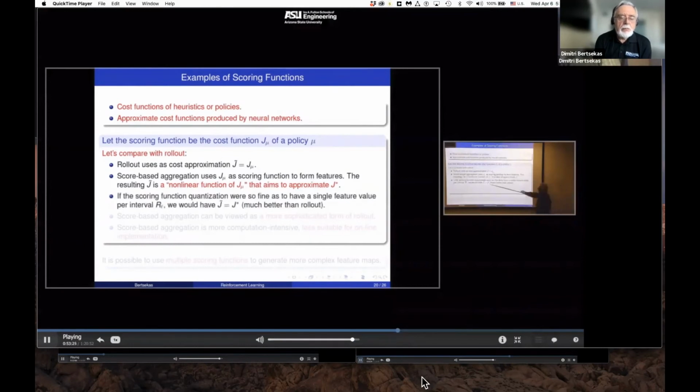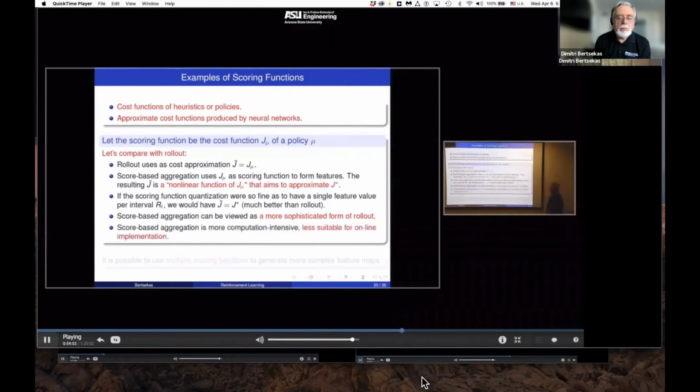In fact, if the scoring function quantization were so fine as to have a single feature value per interval, then I would have J tilde exactly equal to J star. Okay? If I discretize my feature range finely enough, then I will get J star, not an improvement to J mu like rollout. I will get J star, which is much better. So with this type of scoring function, you can view aggregation as a more sophisticated form of rollout.